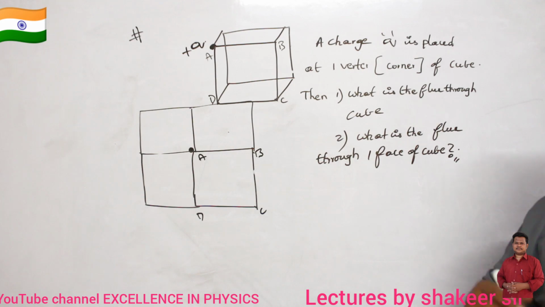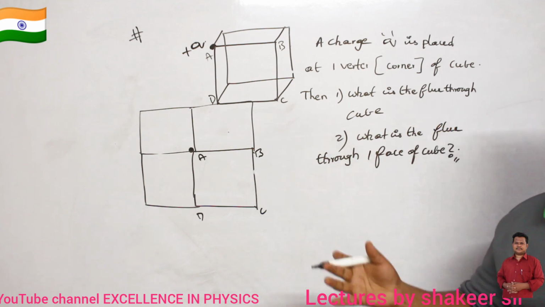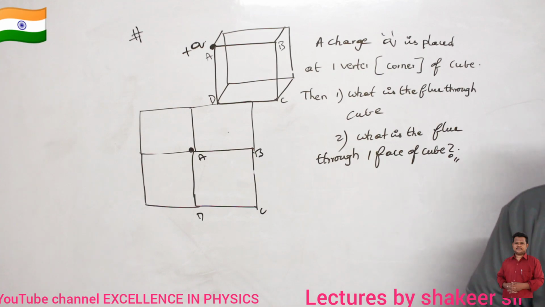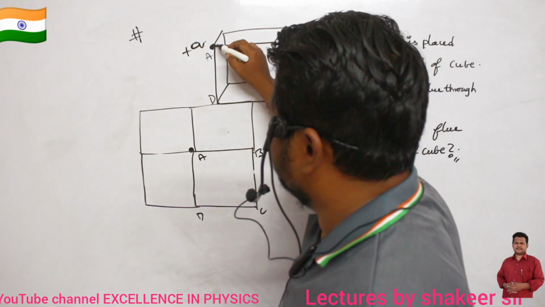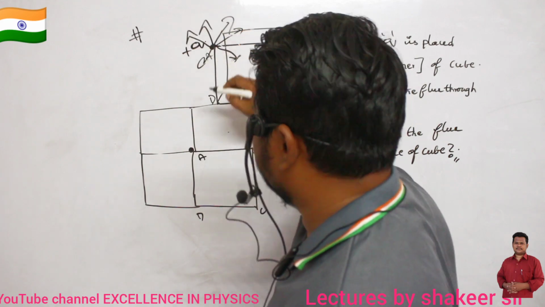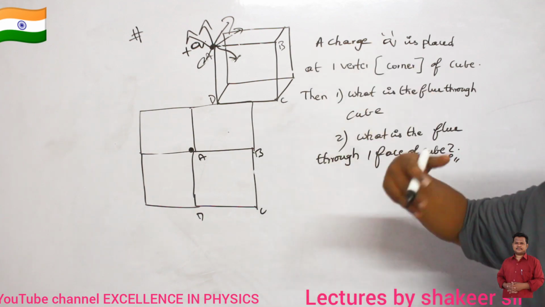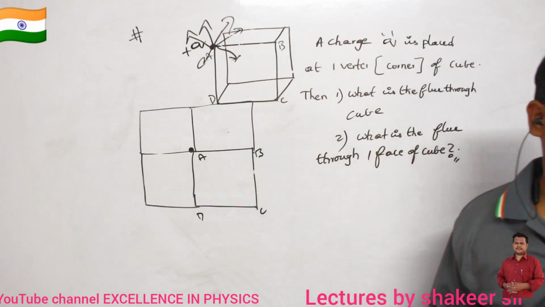So this charge produces electric lines in which direction? In total 3D dimension, it will be producing flux lines. Are you able to understand? So this will be producing like this, like this, in this direction, and back of the board also, front of this board also. In total 3D dimension, the charge will be giving out flux lines.